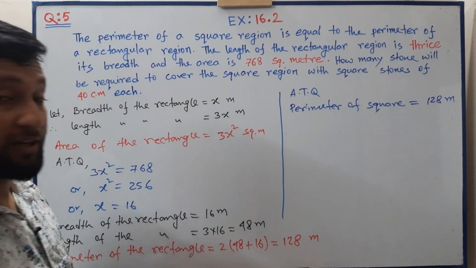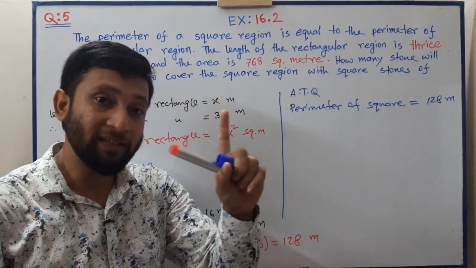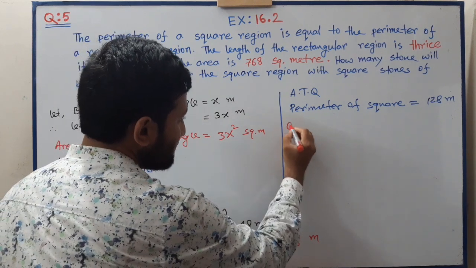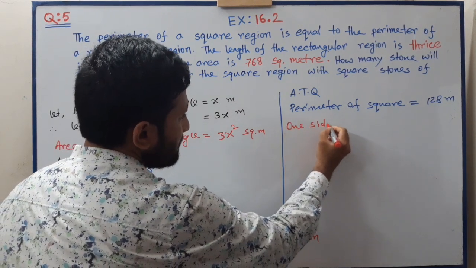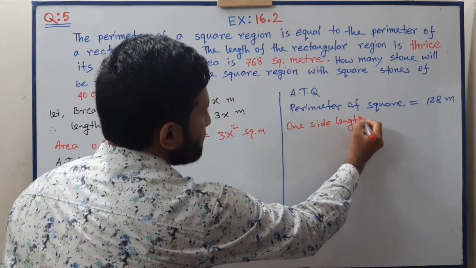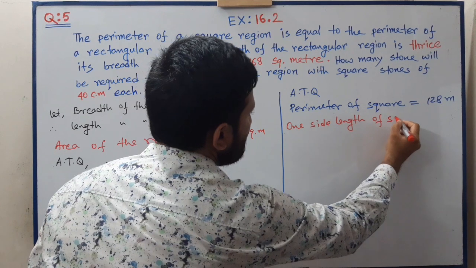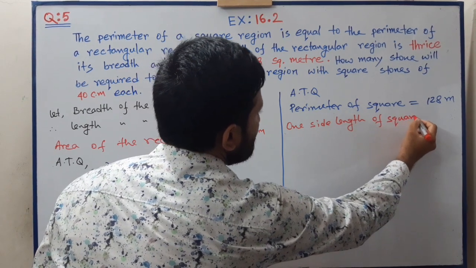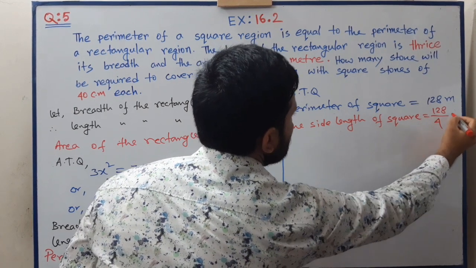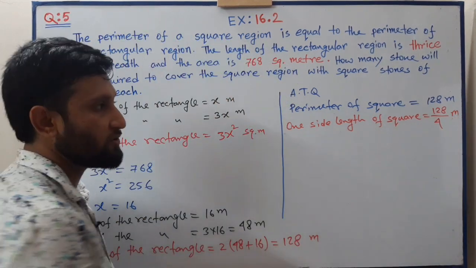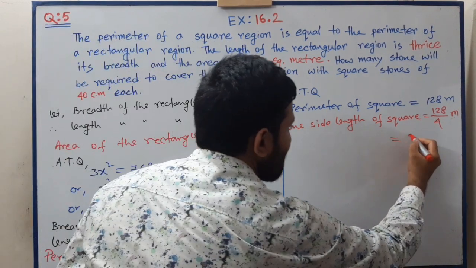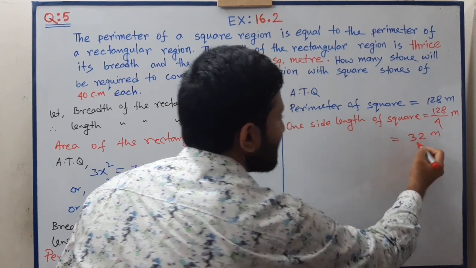Okay, that means we can easily identify the one side length of the square. So therefore we can write one side length of the square is equal to 128 divided by 4 meter. This is the one side length of the square, 128 divided by 4, that means 32 meter.